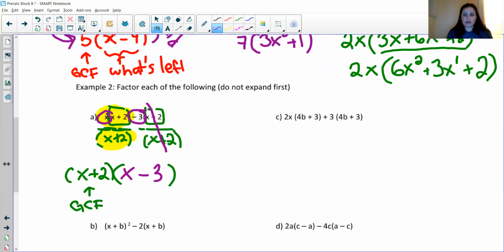So I would like you to pause the video here and try C and B, and then just take a wee little stab at D. It looks a little different. There's a little extra step of manipulation involved there, but just give it a try.